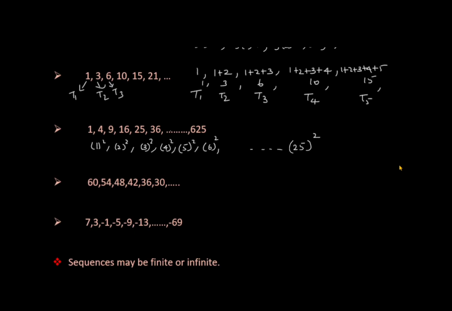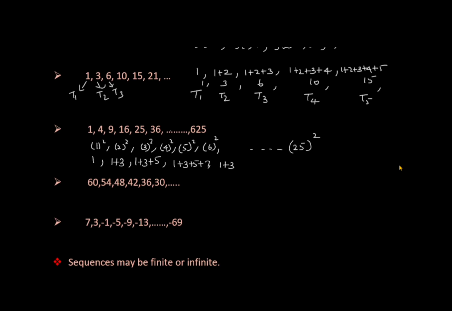Another way we can write it: the first term is 1. The second term, 1 plus 3, we get 4. The third term, 1 plus 3 plus 5: 1 plus 3 is 4, 4 plus 5 is 9. And then the fourth term, 1 plus 3 plus 5 plus 7.